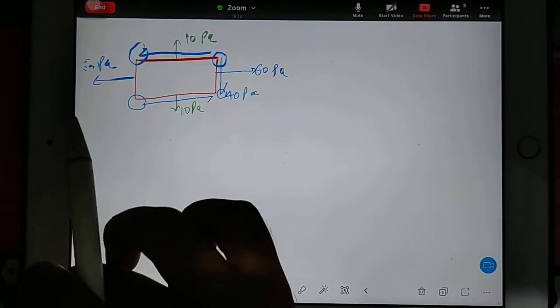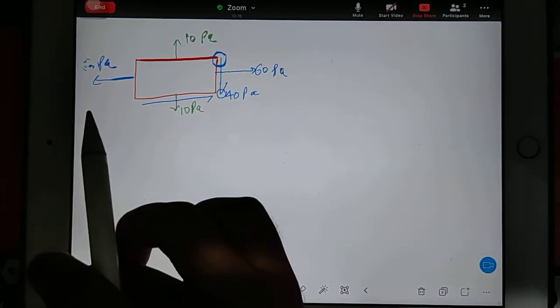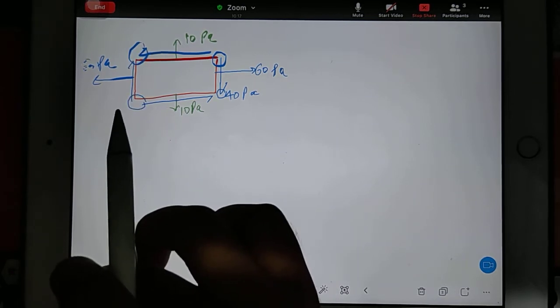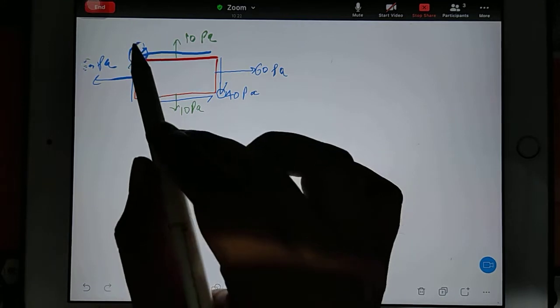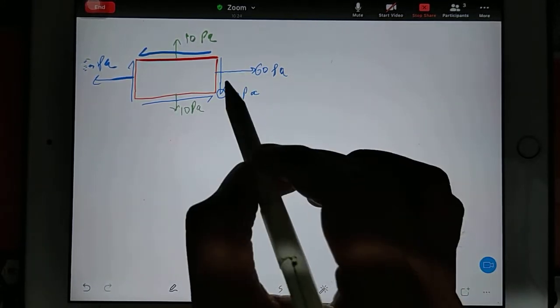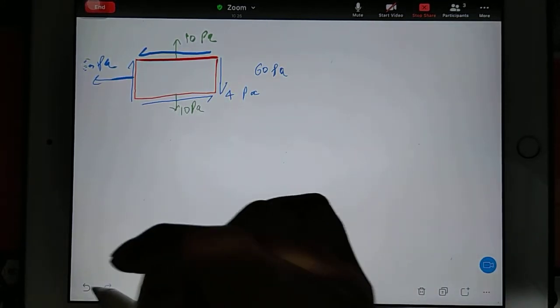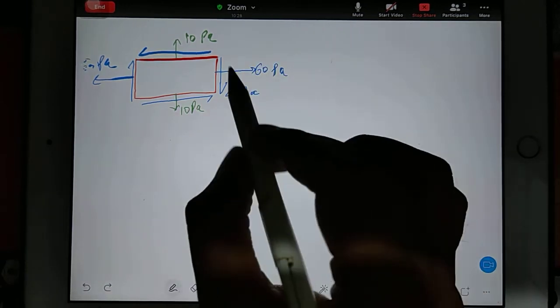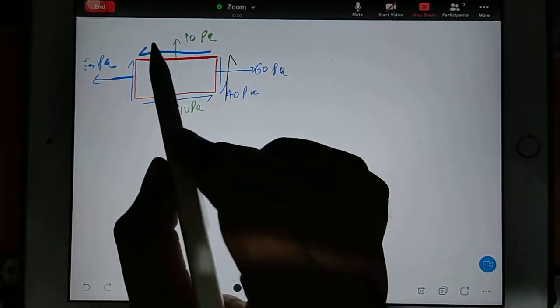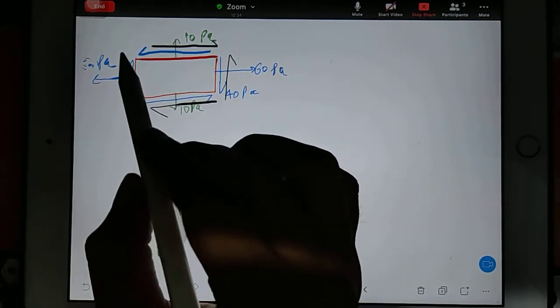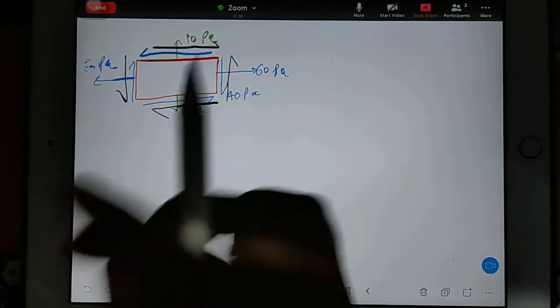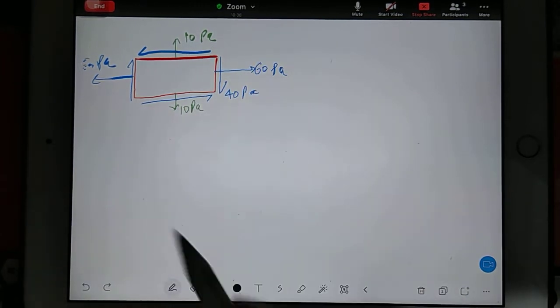And now see, maybe because I have taken my first shear stress downward, that's why it looks like this. Maybe in some other example, they may give the shear stress like this. Just wait, they may give it like this. So in that case, all the shear stresses will convert like this. Okay, so currently I'll be taking my first assumption.